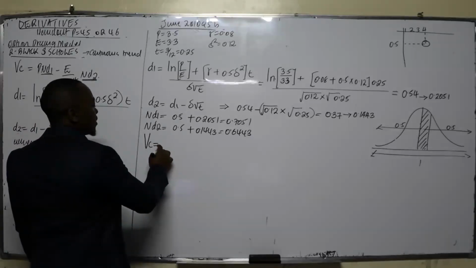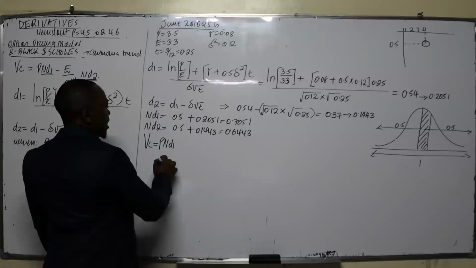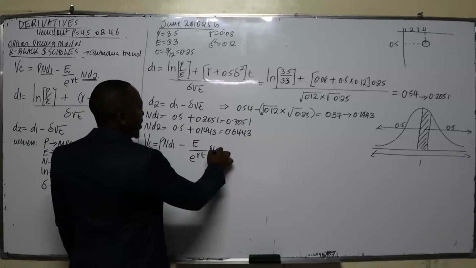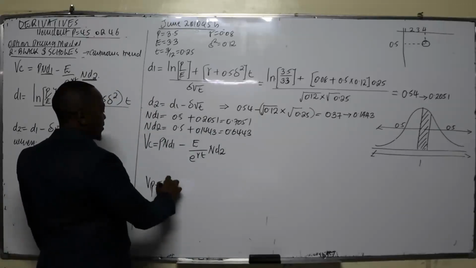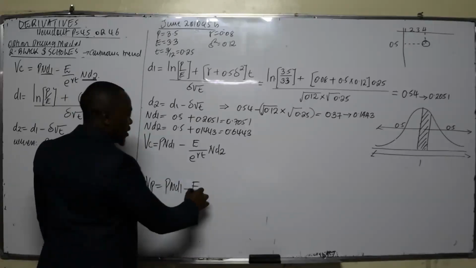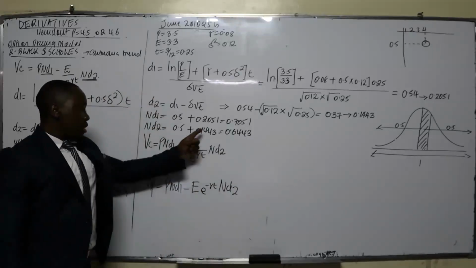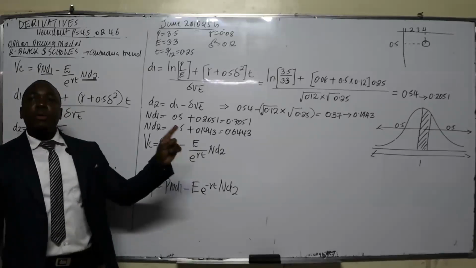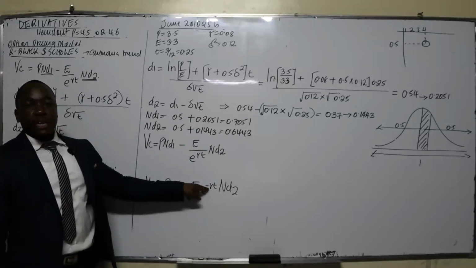Value of the call is P N(d1) minus the exercise price E e^(-rt) N(d2). Or to get the value of the put, you can take P N(d1) minus E e^(-rt) N(d2). This one and this one is the same. So if you divide by e, don't write raised to power negative. Are you together? It's just positive. But if you decide to multiply, you write this negative.